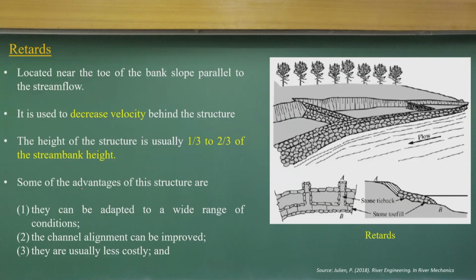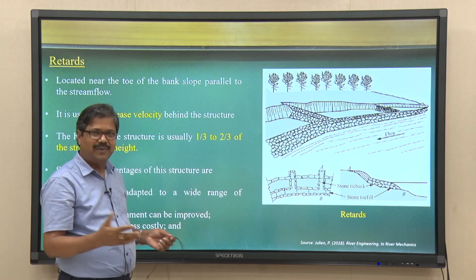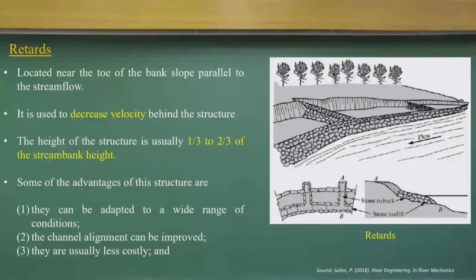Now, many times we also have retards, which are very simple structures. Basically we can create a flow parallel structure; it is not an embankment, and we allow the flow to overtop it. It is a toe of bank slope parallel to the stream, used to decrease the velocity behind the structure.